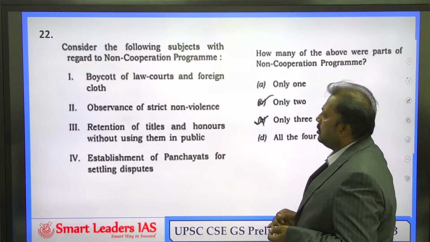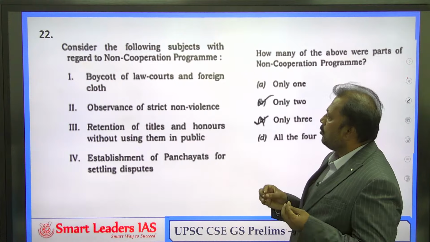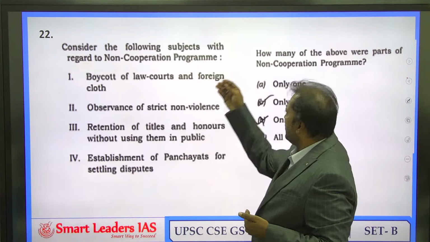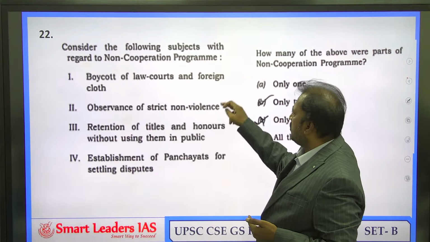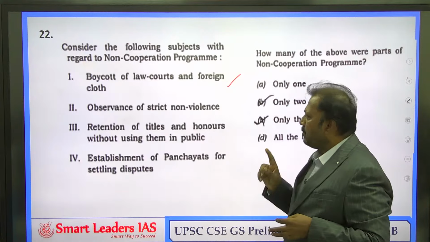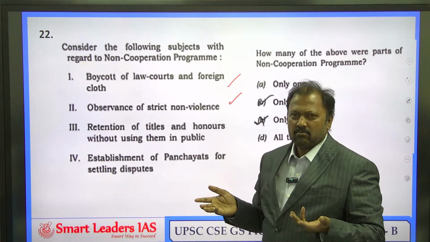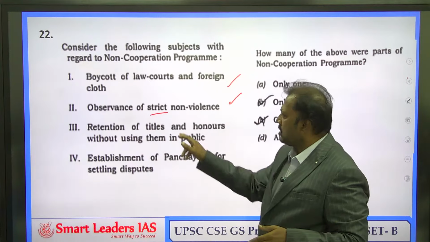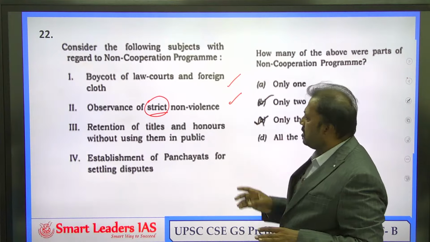Next, consider the following statements with regard to the Non-Cooperation Movement. Gandhi observed certain principles. So here they are giving what the things are: boycott of law courts and foreign cloth. This is an important part of Gandhi's movement. That is correct. Observance of strict non-violence. Of course, non-violence means non-violence. What is strict, non-strict? There's no confusion here. Non-violence means non-violence. That's it. Some students are giving me a call and asking, sir, what is this strict? No, it is non-violence only.